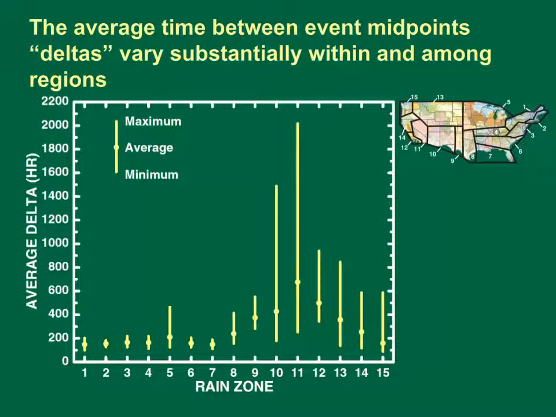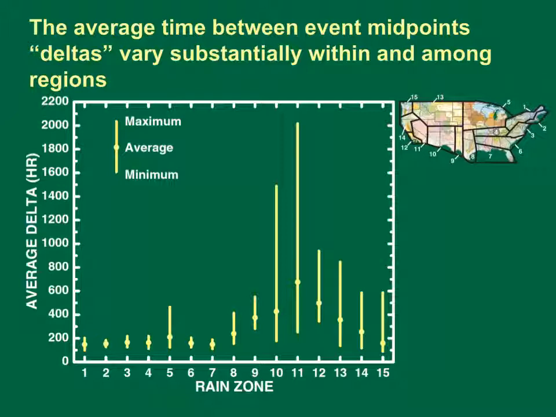This graph shows that there also may be substantial variability in the average time between event midpoint statistics within and among rain zones. The vertical axis is the average time between event midpoints, known as delta, in hours. The horizontal axis identifies the rain zone. The vertical yellow bars show the range and average time between event midpoints within the rain zones. The yellow circle shows the average of stations in the rain zone.